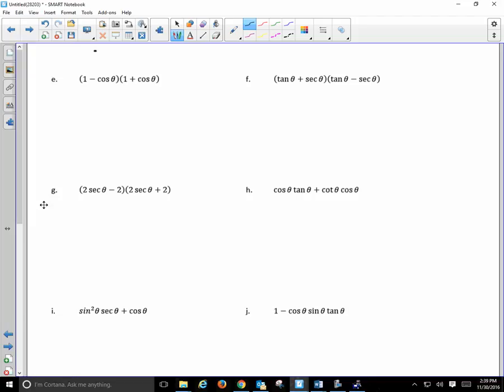Okay, let's try this. What do I do now? Now I've got a binomial times a binomial. Uh-oh, this looks challenging. What do I do? 1 times 1? 1. 1 times cosine? Negative cosine times 1. Negative cosine. And negative cosine times cosine. Negative cosine squared. I multiply all out. What happens there?